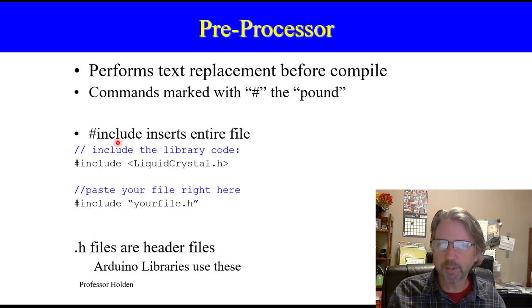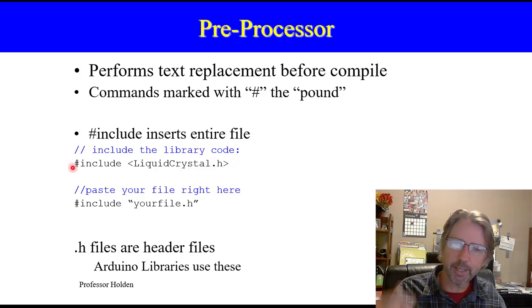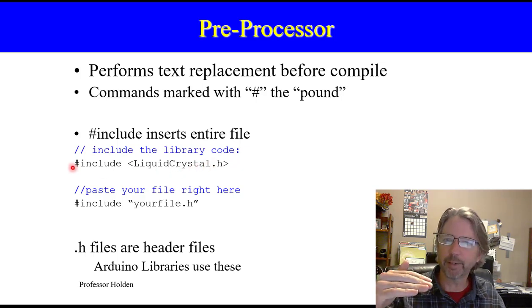Pound include is the first really common one. When you see pound include, that means it's going to find a file that matches whatever comes after that. So pound include liquidcrystal.h. It's going to look for a file called liquidcrystal.h. It's going to delete this line and paste that file right there. So it inserts the entire file.